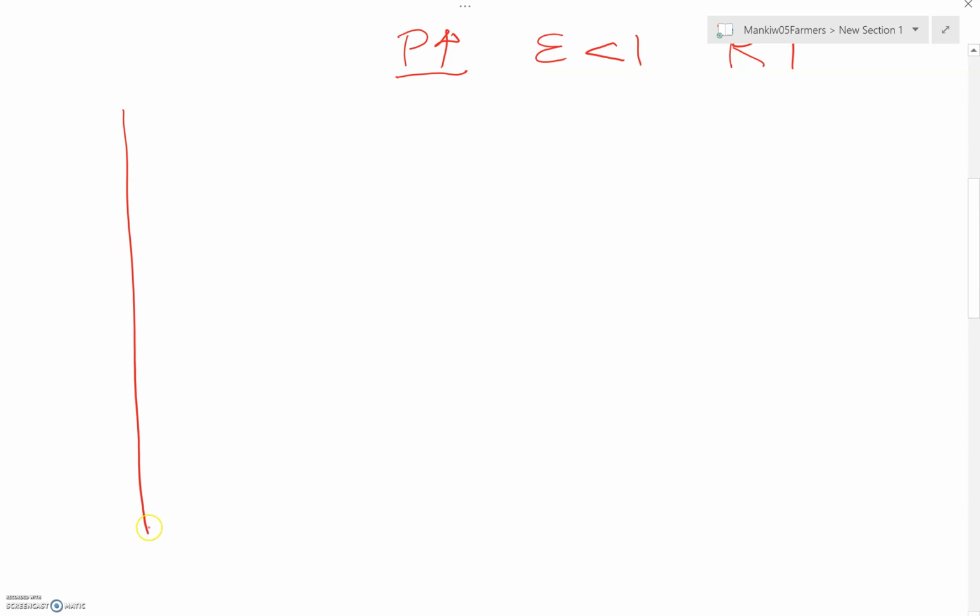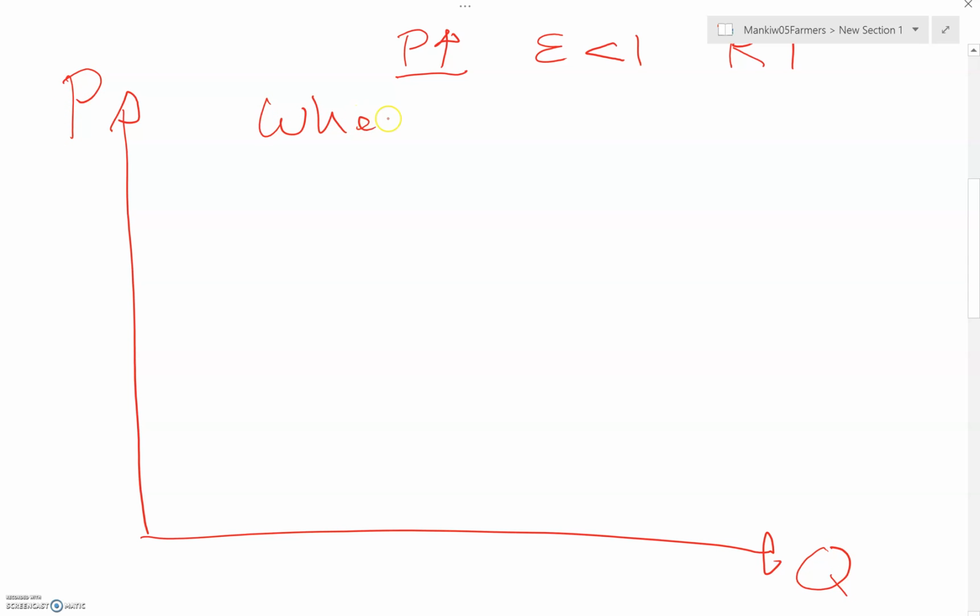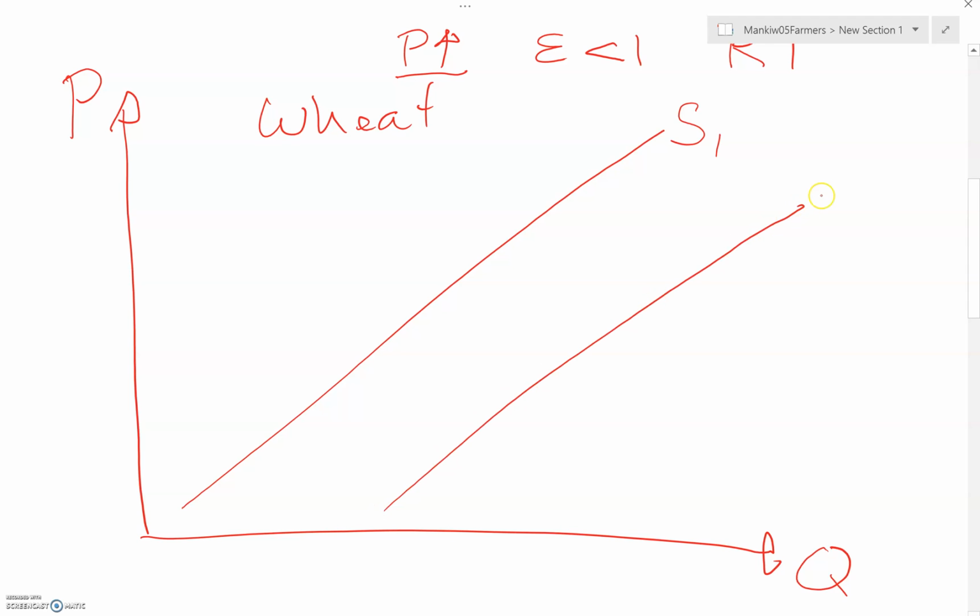Okay, so again, I'm going to get better at drawing these axes as we go along. So here is a market for wheat. Okay, and then we have an initial supply curve, and then we have an improvement in the technology of production of wheat. Okay, so we can think about this as the marginal cost of producing wheat has gone down, or holding prices constant, suppliers are willing to produce and then sell more wheat. So here's our new supply curve.